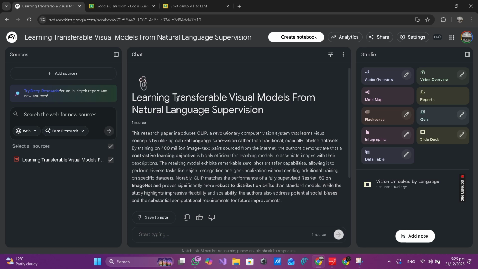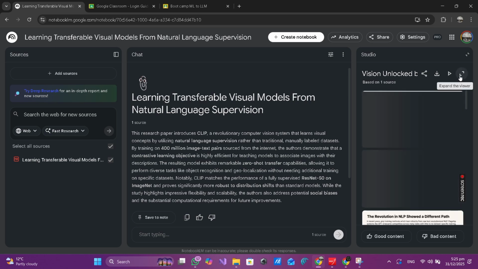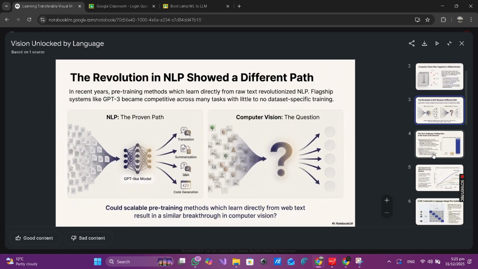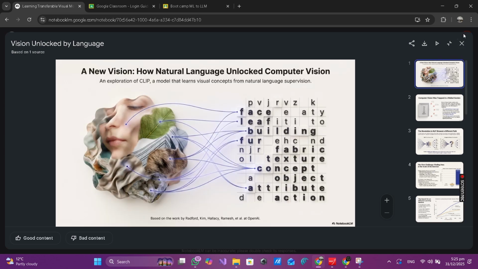So I have actually made these slides from this AI paper that we're going to study, the CLIP model, and they are actually very good. All right, so let's start.